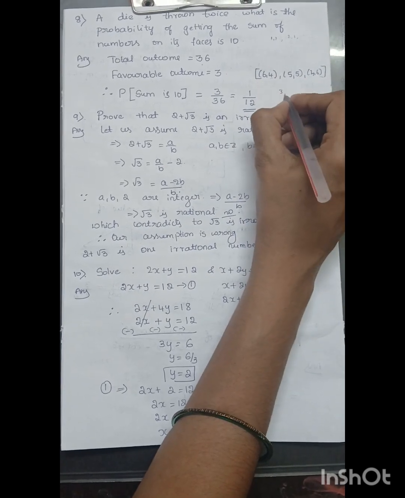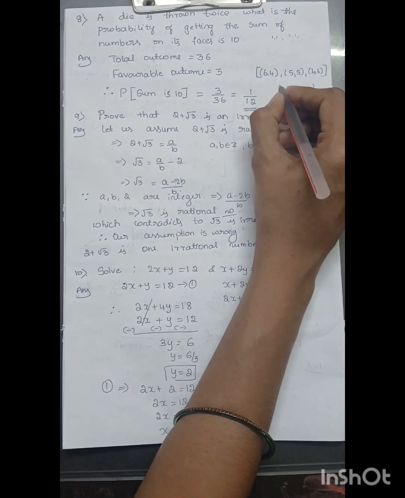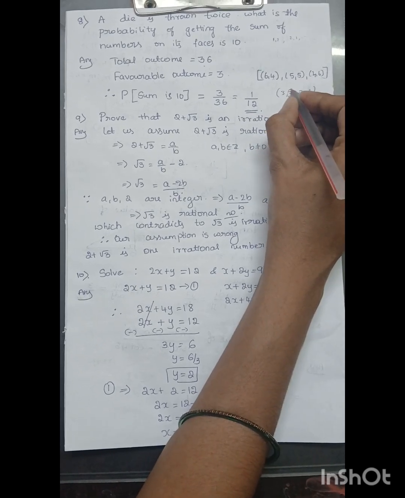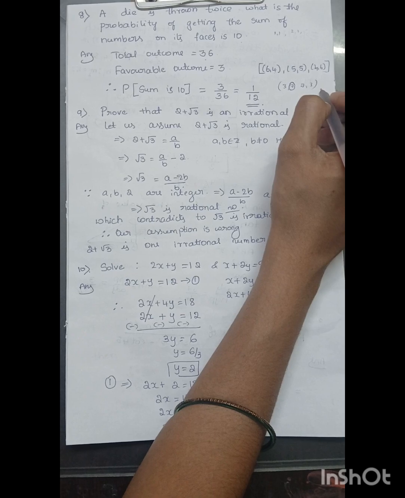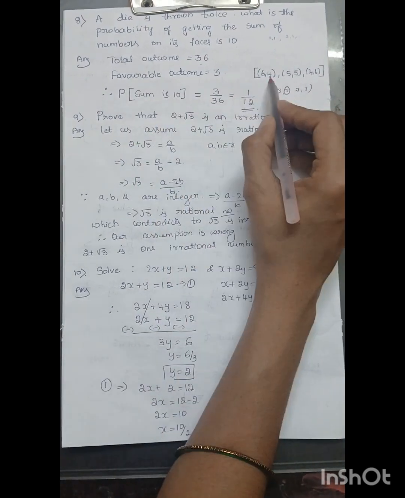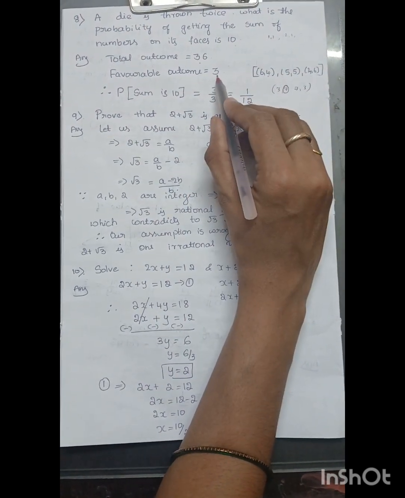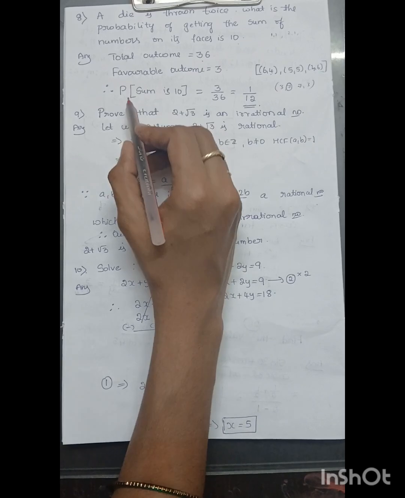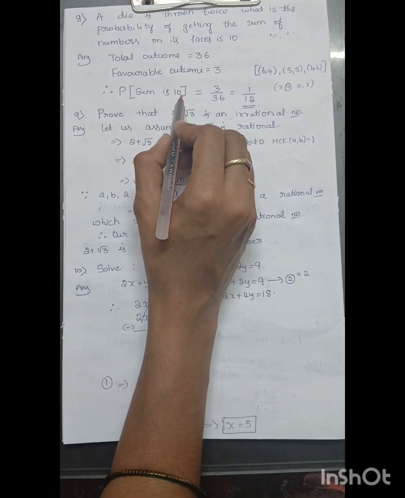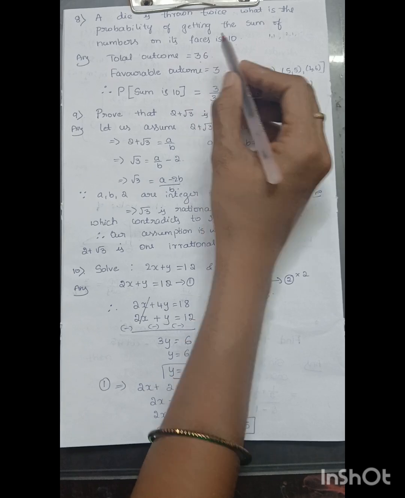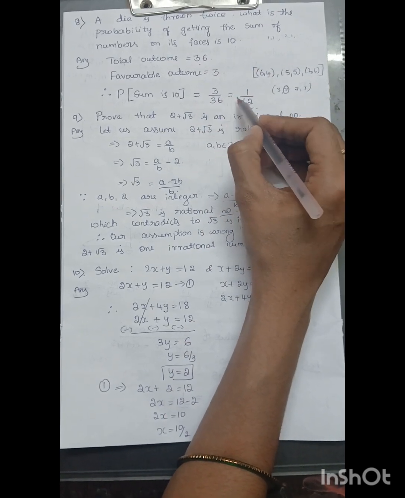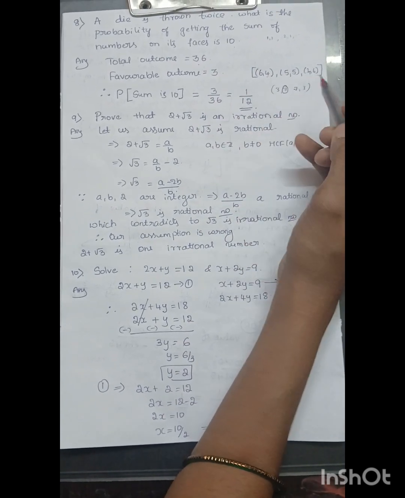(3, 7) and (7, 3), all these are not possible because 7 is not an outcome on a die. A die has only the numbers 1 to 6. So the number of favorable outcomes is 1, 2, 3. Total outcomes is 36. So the probability of getting a sum of 10 is favorable outcomes divided by total number of outcomes, that is 3 by 36, which is equal to 1 by 12.